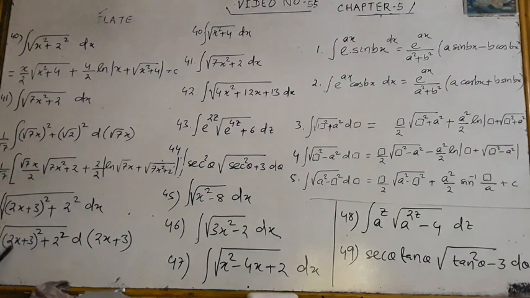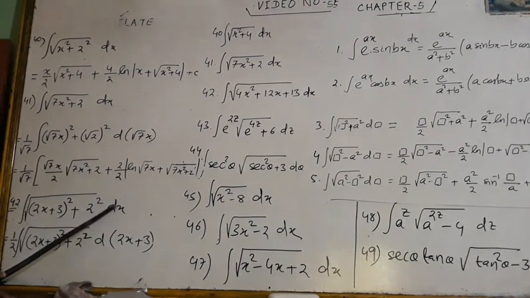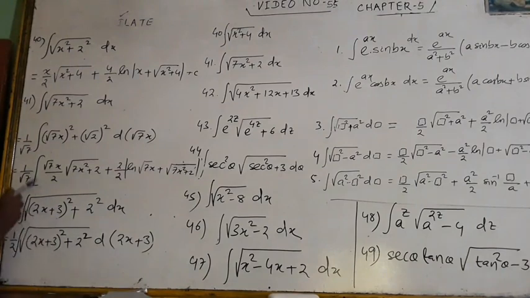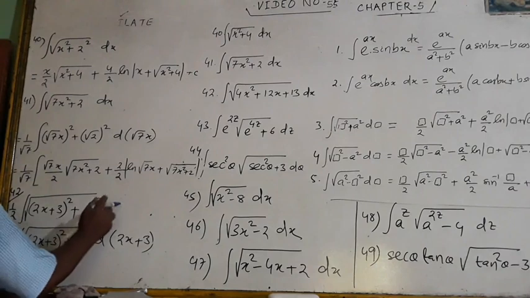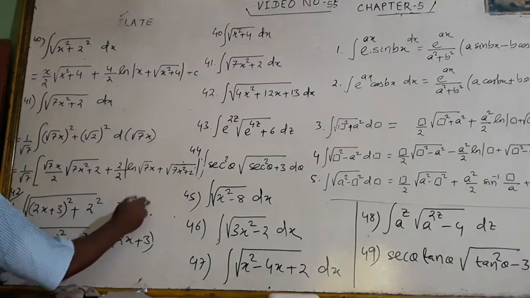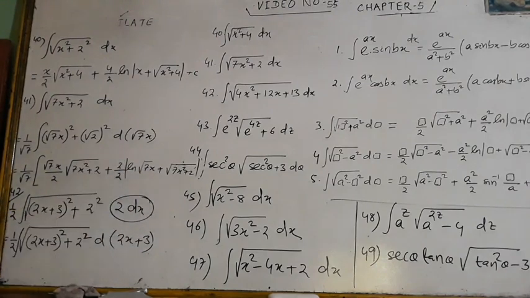Now look here. It is 2x plus 3 square plus 2 square, and you have to write the derivative of 2x plus 3. The derivative of 2x plus 3 is 2. So you have to multiply and divide by half, and it becomes 2 dx. You look at what I am doing there. Multiply half, write it as 2 dx, and this 2 dx you can write as the derivative of 2x plus 3.